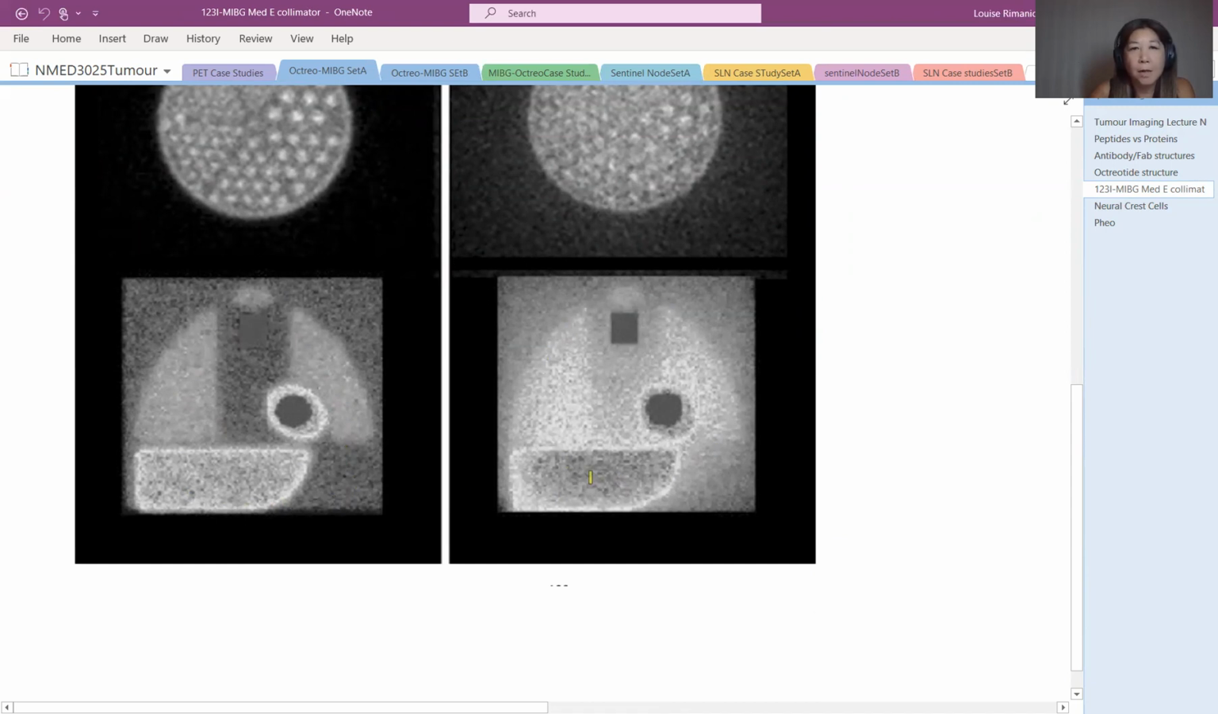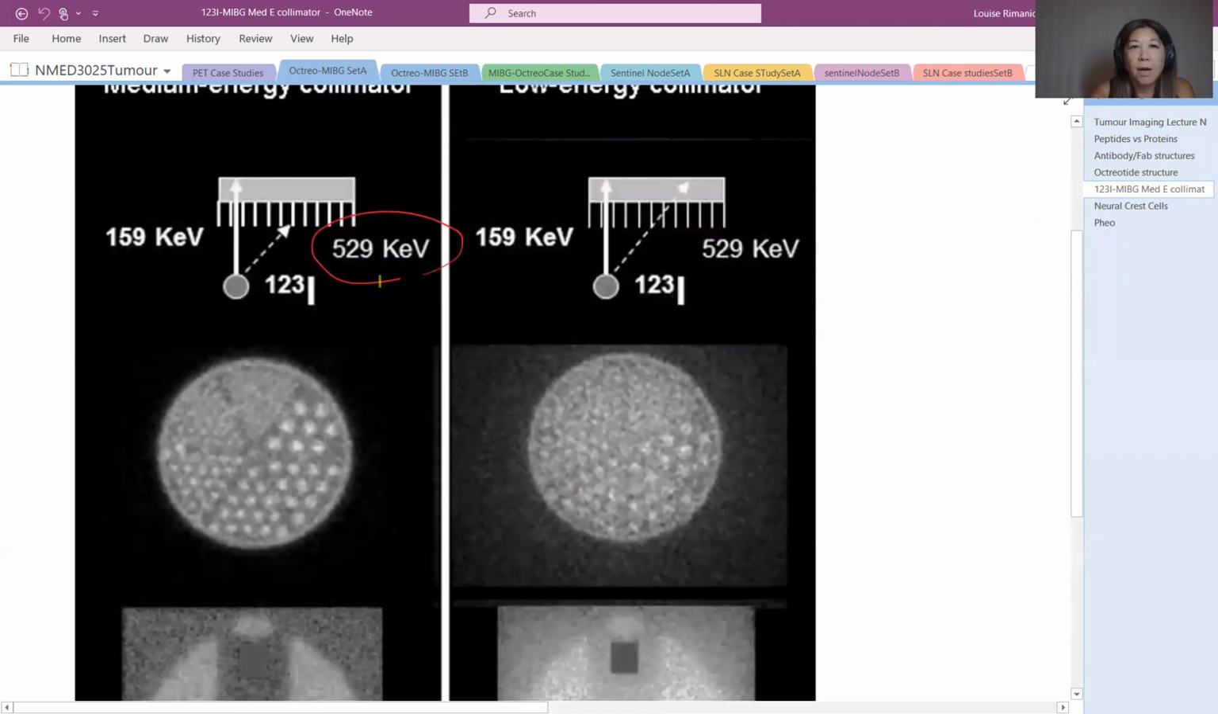So why is this? Well, it comes down to this high energy photon that is given out by I-123. And the thought is that because it can penetrate through the low energy collimator, it degrades the quality of the image. So depending on where you are, don't be surprised if they actually use a medium energy collimator for their imaging.